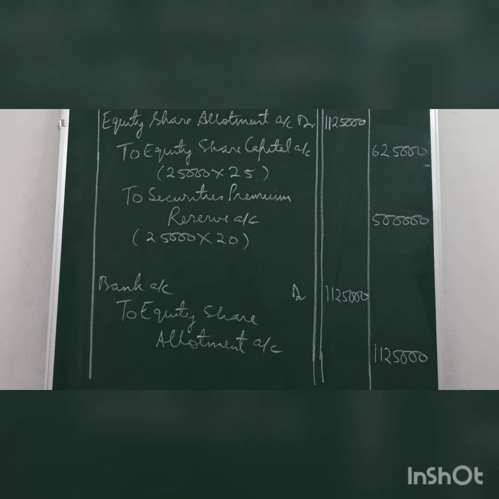Entry will be equity share allotment account debit 25,000 into 45, that's how we got 11,25,000, to equity share capital account 25,000 into 25. Why? Because the actual allotment rate is 25, not 45. That goes to share capital account. So 6,25,000 will be credited, and the amount which you received in the name of premium, we open securities premium reserve account, it's 5 lakhs, that is 25,000 into 20.